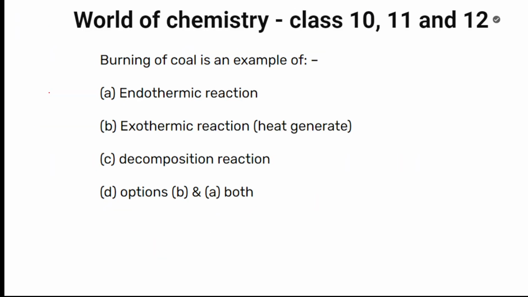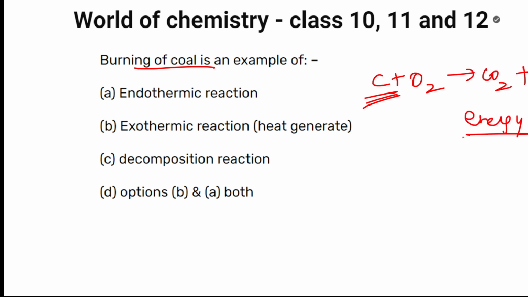Done? Okay. Next question. Burning of coal is an example of what? What is coal, students? Coal is nothing but coke, carbon, plus oxygen. What do you get? Carbon dioxide. Along with this, what is released? A lot of energy is released. So burning of coal is an example of an exothermic reaction, heat generation.